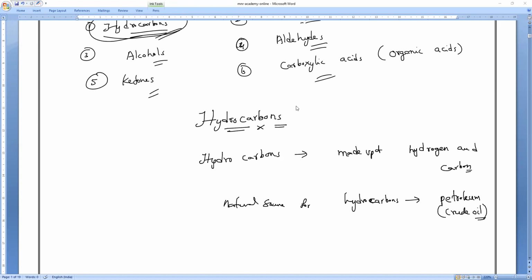Clear, everybody? So it is only made up of 2 elements. What are the 2 elements? One is hydrogen and another one is carbon. No other. So any kind of compound that contains only hydrogen and carbon is called a hydrocarbon.